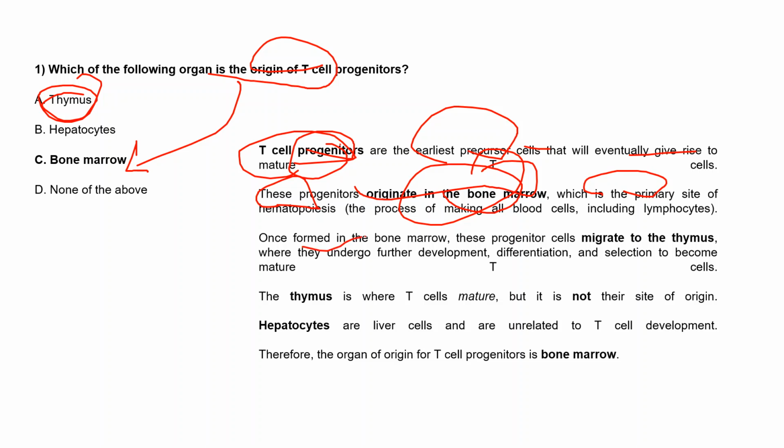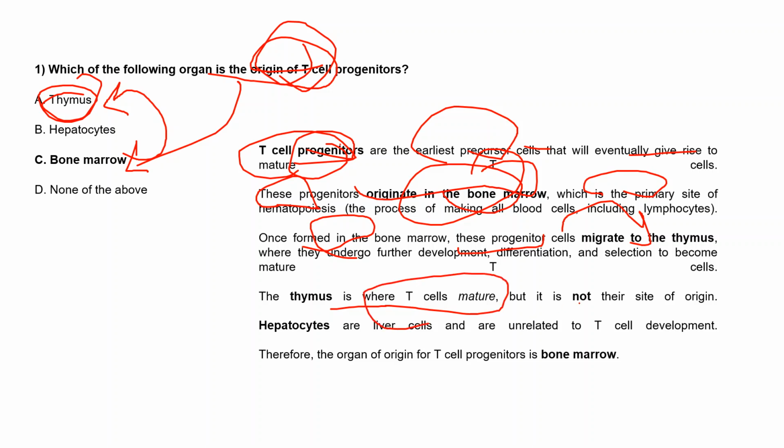Once they are formed in the bone marrow, these progenitor cells migrate to the thymus. The origin of these T cells happens only in the bone marrow, but the further development happens in the thymus. So the thymus is where these T cells mature, but it is not the site of origin. The site of origin is bone marrow only. And hepatocytes, the second option, are liver cells, and they are not related to T cell development.